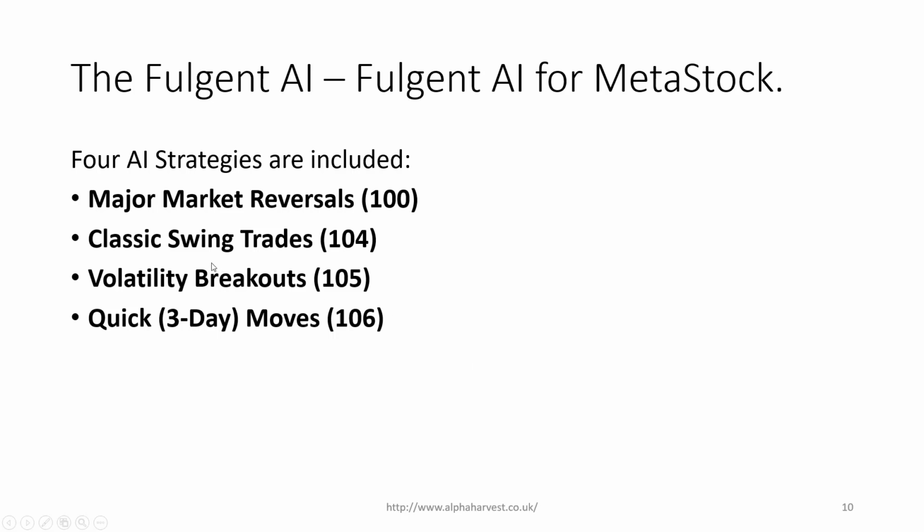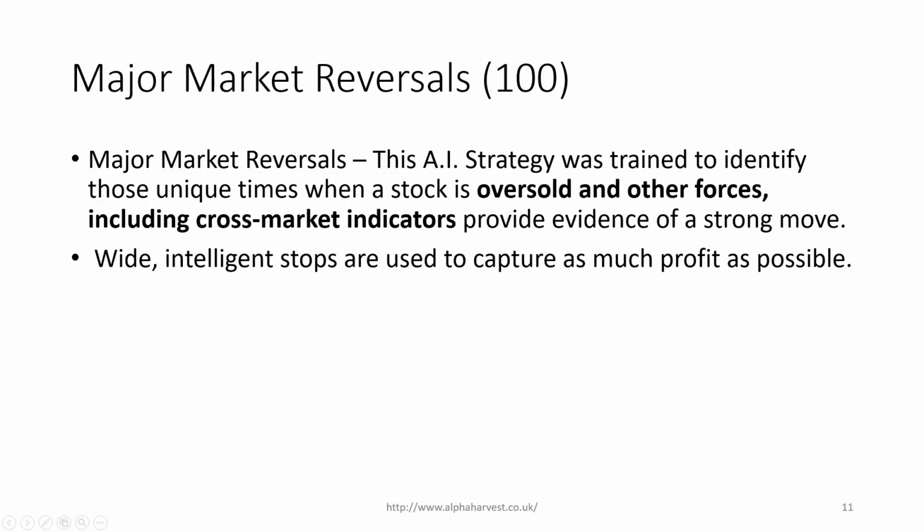And that brings us back to the major market reversals, classic swing trades, volatility breakouts, and quick 3-day moves. Now, the major market reversal looks for oversold conditions and cross-market indicator relationships, and gives us an indication of a potentially major move coming.